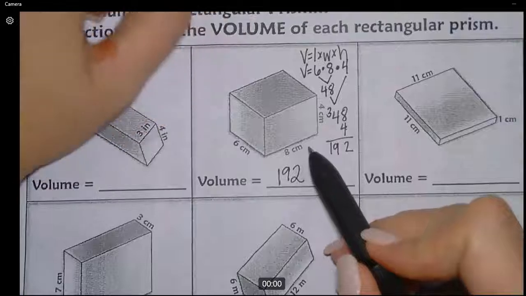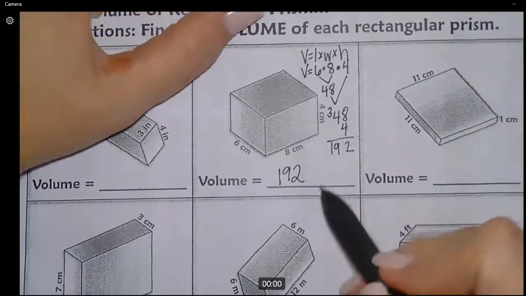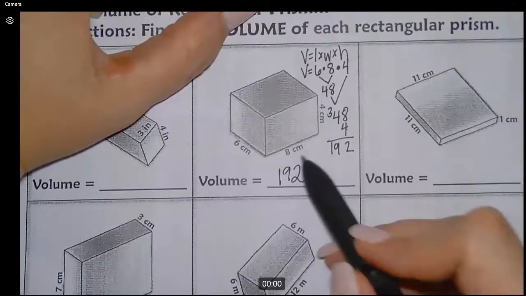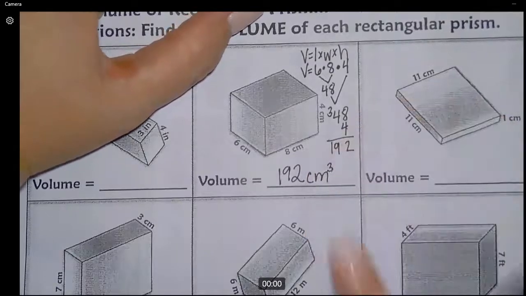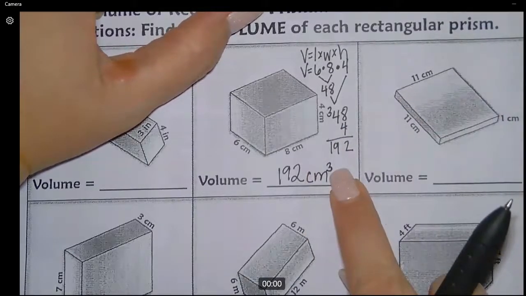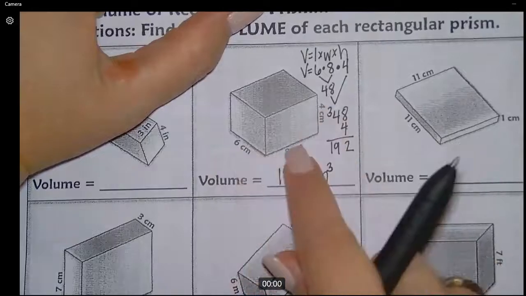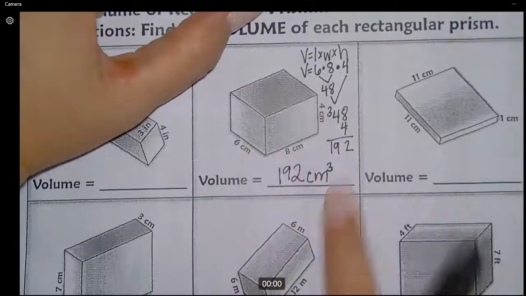Now let's talk about unit real fast. When you're doing volume, your unit is always going to have something extra on it. So we've got centimeters. And then we're going to have this little 3 exponential right there that stands for cubed. Okay, because we're multiplying 3 centimeters times each other. So you're going to have centimeter cubed.